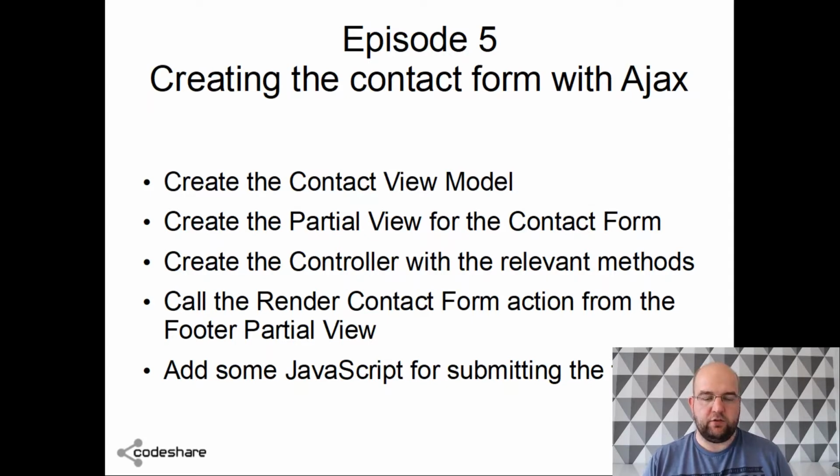We're going to create a controller with the relevant methods. So that will be to render the form and to submit the form. And on that I'll put the send an email method as well. And then we're going to call the render contact form from the footer template. So we've got a footer partial view, and within that, instead of the markup that's there for the form, we're going to replace that with this call for the form.